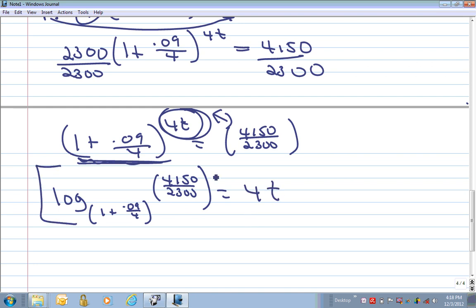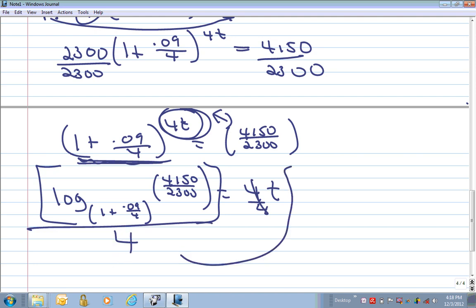So I'm going to take all of this information right here, and I'm going to divide by 4. And that's what my t value is. So I'm going to rewrite that over here just to show you one more time that my time is going to be equal to log base 1 plus 0.09 over 4 of 4150 over 2300, all divided by 4.